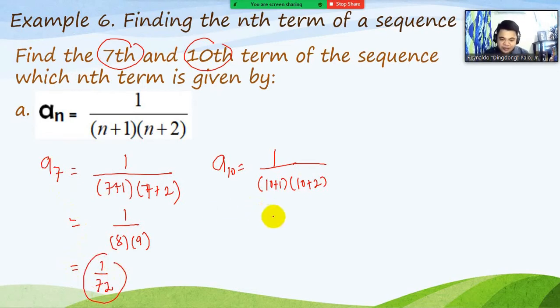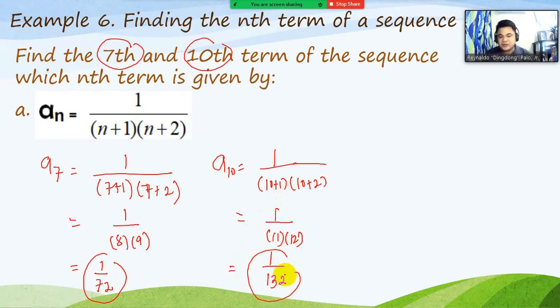How about the 10th term? Okay, simplify. 10 plus 1 is 11 times 10 plus 2 is 12. Okay, then 11 times 12 is 132. Therefore, the final answer is 1 over 132.